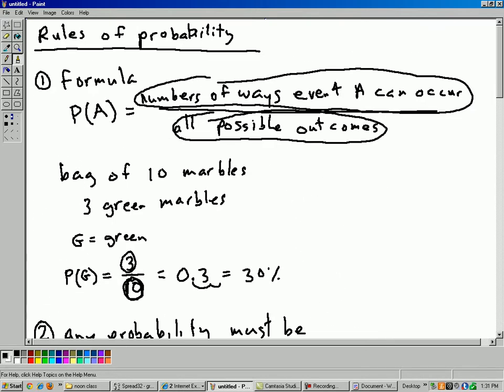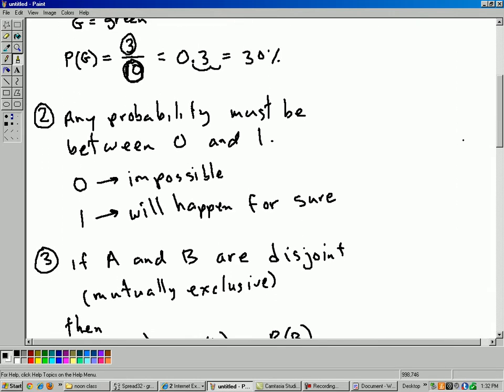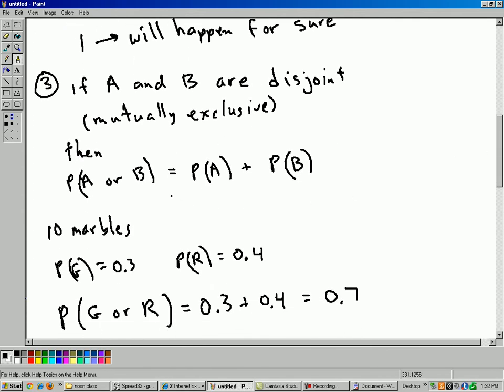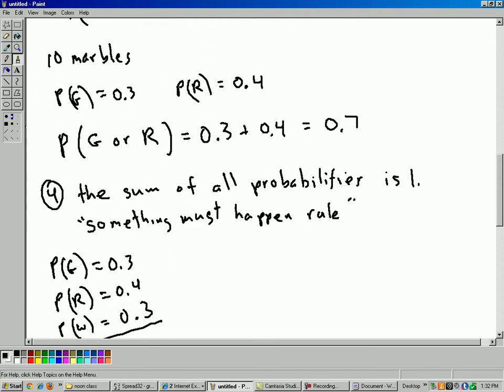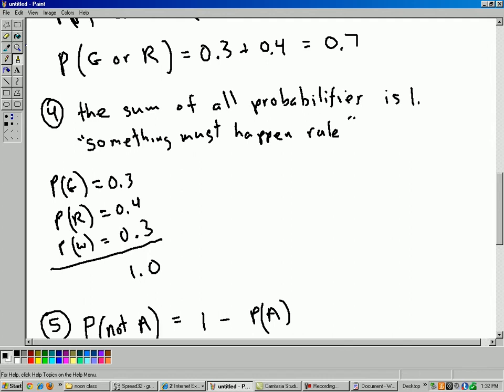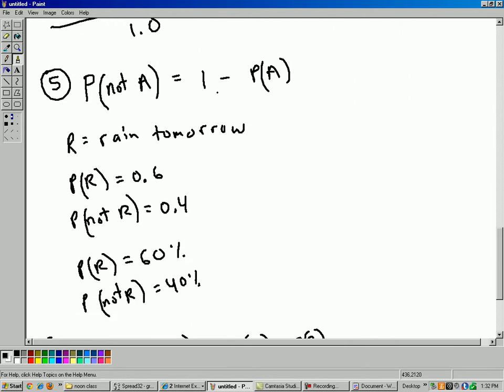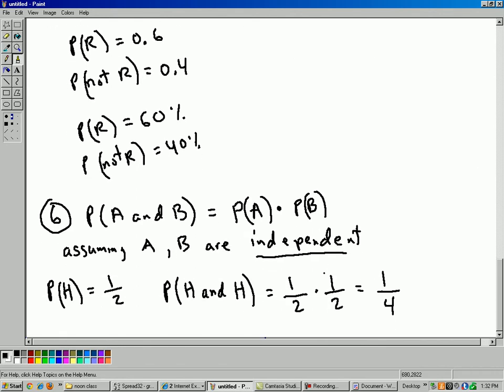Quick recap here. Number 1 is the formula: all the ways something happens divided by all the outcomes. Rule 2, any probability is between 0 and 1. Rule 3 is the addition rule: the probability of A or B equals the sum of the probabilities. Rule 4, everything adds up to 1. Rule 5, subtract from 1 or 100% to find the probability of something not happening. And rule 6, the multiplication rule: the probability of A and B is equal to the probability of A times the probability of B. And that's it for the rules.